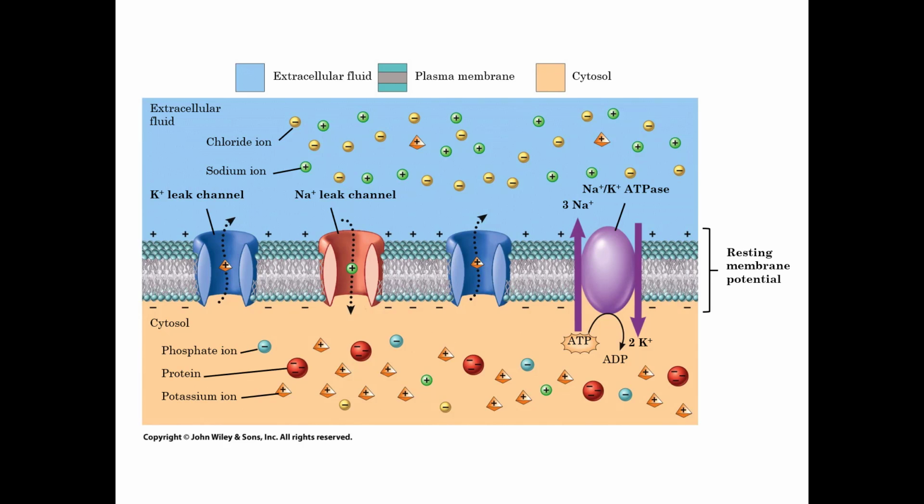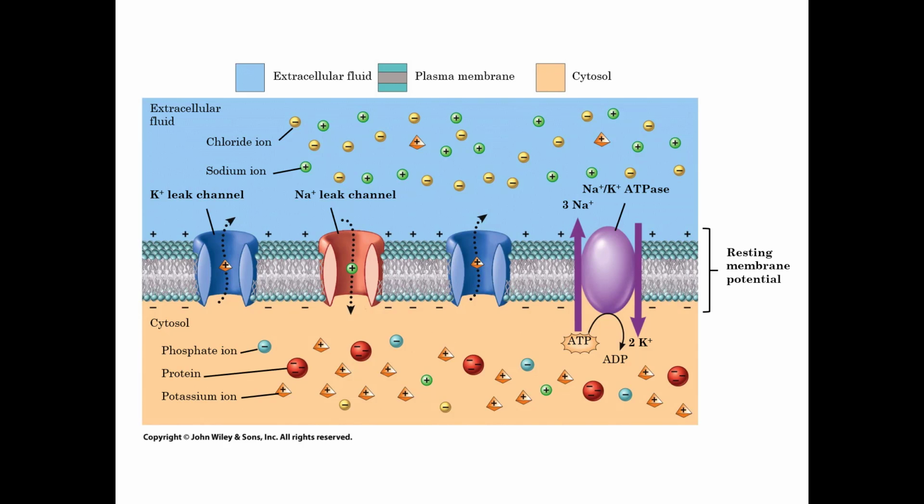So, a couple of characteristics that are important. Number one, our sodium-potassium pump, shown over on the right of this image in purple. Very important. The sodium-potassium pump uses ATP, so it uses energy. This is active transport. It uses ATP and it pumps 3 positive sodium ions out of the cell. At the same time, it's going to pump 2 positive potassium ions into the cell.